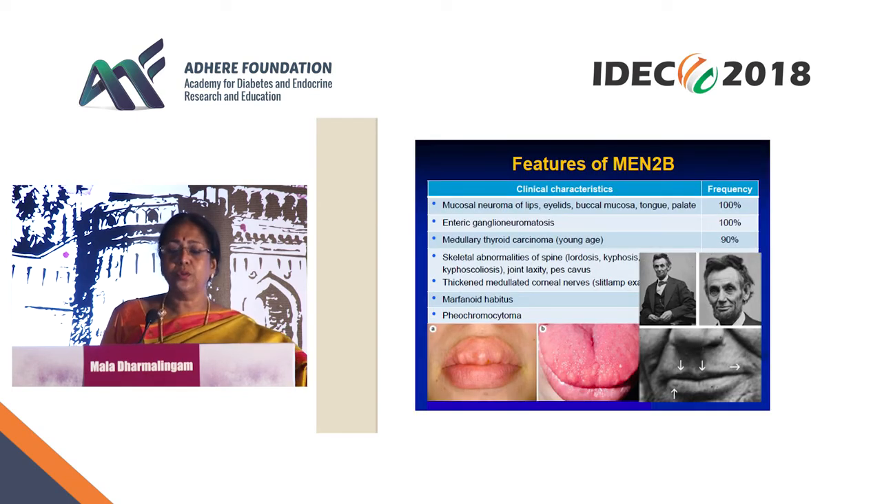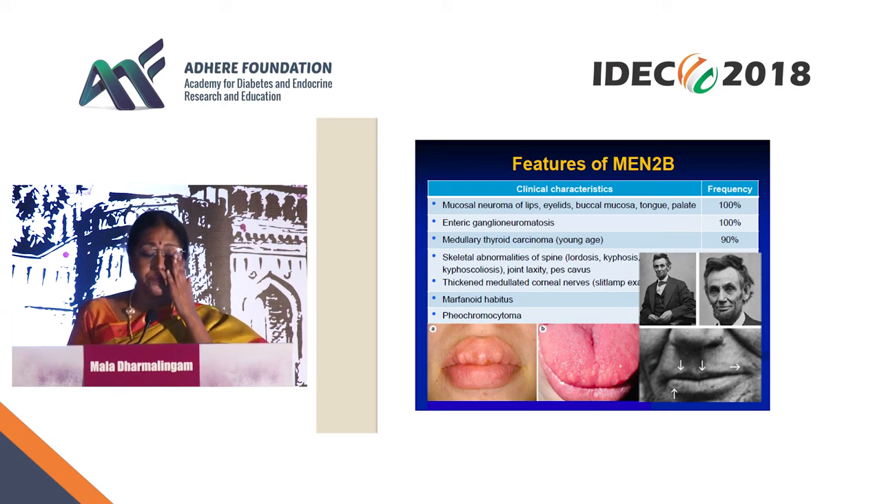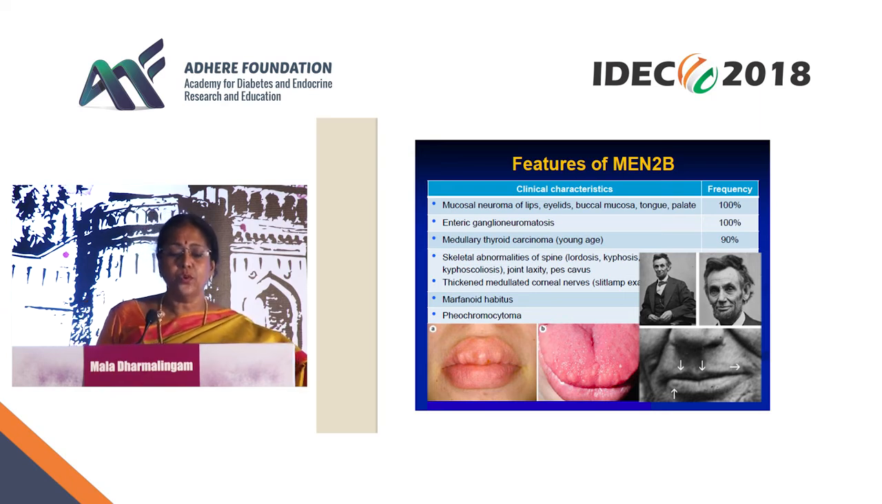Also look that it could be a MEN syndrome, where you'll have neuromas, ganglioneuromatosis, medullary thyroid carcinoma, skeletal abnormalities, marfanoid habitus. So these are associations. You can have neurofibromatosis type 1, which you should have more.